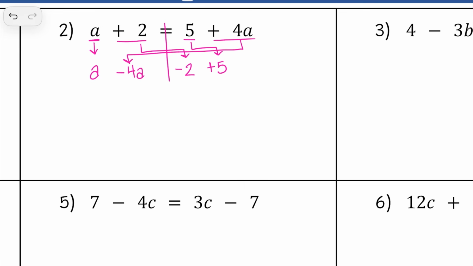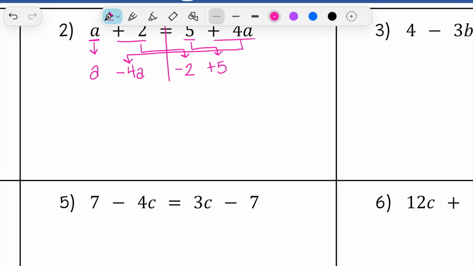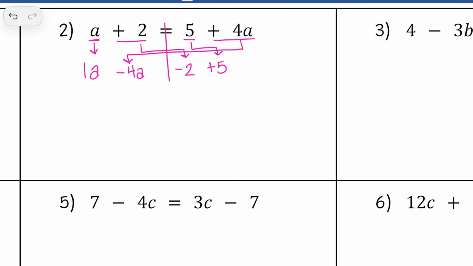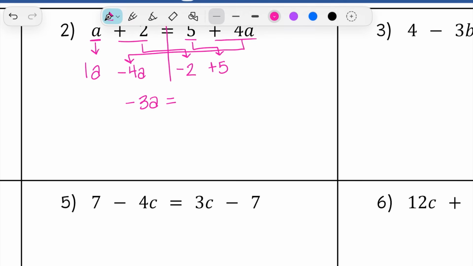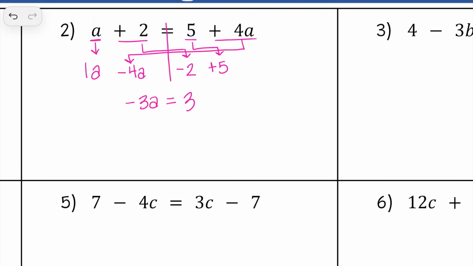Now we're going to combine our like terms on each side. So again, over here we have a minus 4a. Remember, that's the same as 1a, if you want to think of it that way, minus 4a. So that becomes negative 3a. We'll bring down our equal sign. And then here we have negative 2 plus 5. Negative 2 plus 5 is going to be positive 3.